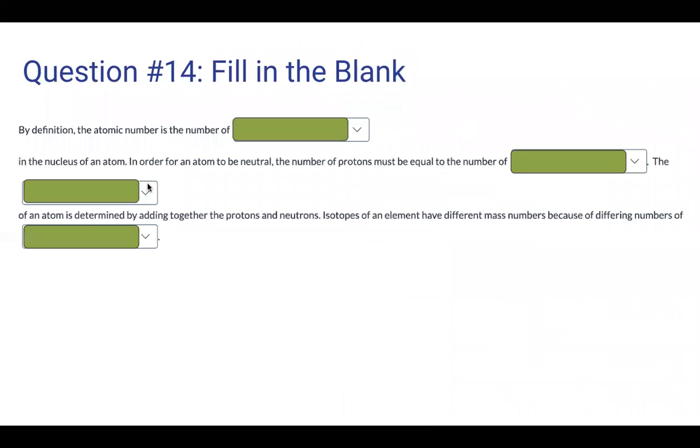Question 14, fill in the blank. By definition, the atomic number is the number of, well, if you remember, the identity of an element is determined by the number of protons. So it's determined by the number of protons.